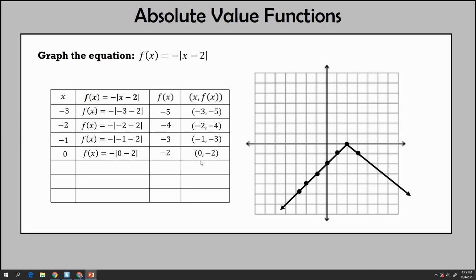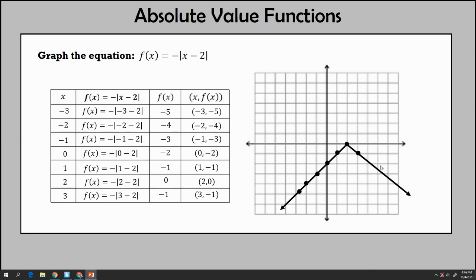So 0, -2. Put in 1. 1 minus 2 is -1. Absolute value of -1 is 1. Opposite of that is -1. Put in a 2. 2 minus 2 is 0. Opposite of 0 is still 0. So 2, 0. And then the 3, the last one we have, 3 minus 2 is 1. Absolute value of 1 is 1. Opposite of 1 is -1. There you have it.